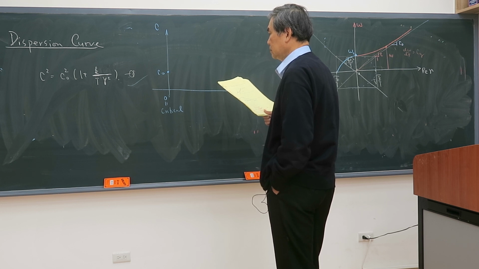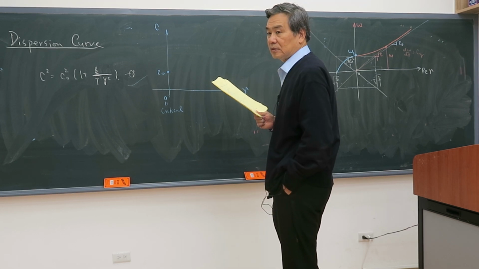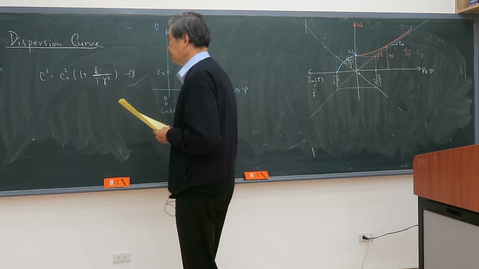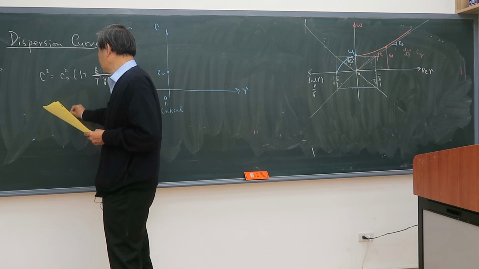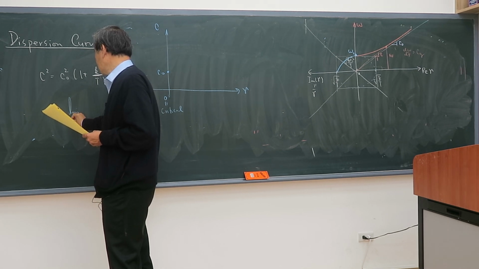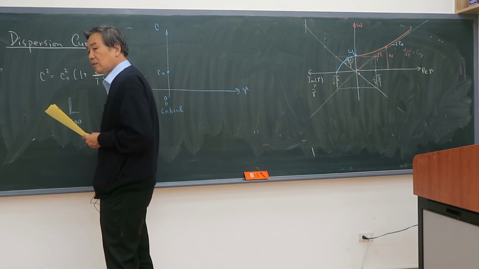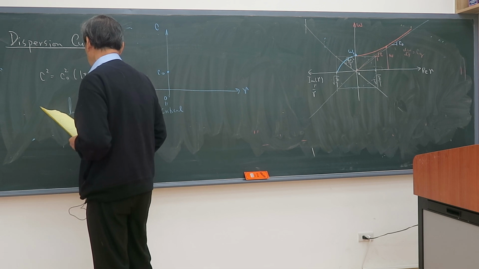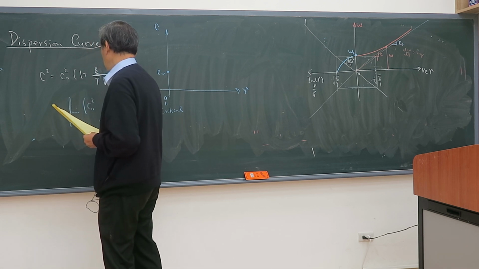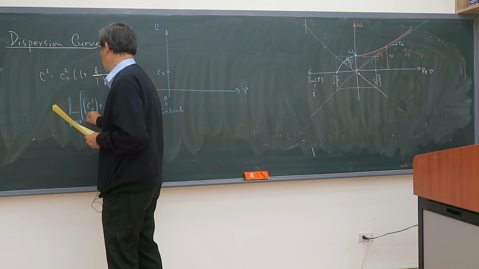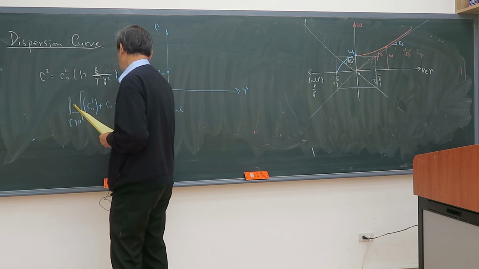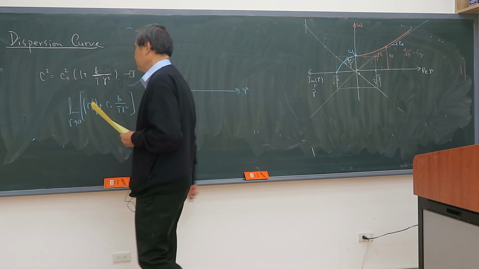So the limit is what? You have to use the L'Hopital rule, the formula, right? Limit gamma to 0, C0 squared plus C0 K over T gamma squared, right?